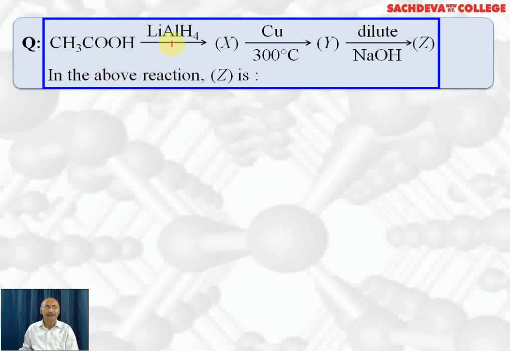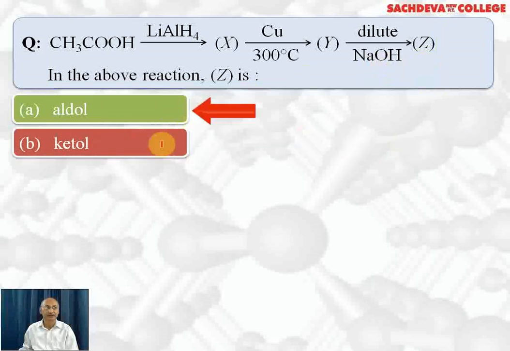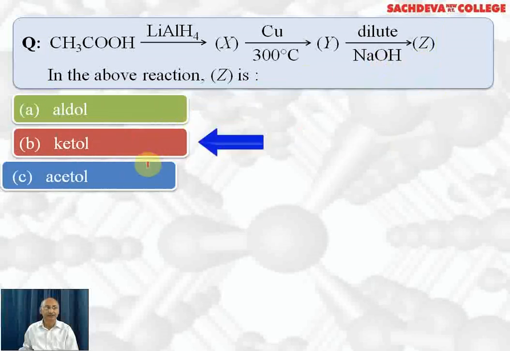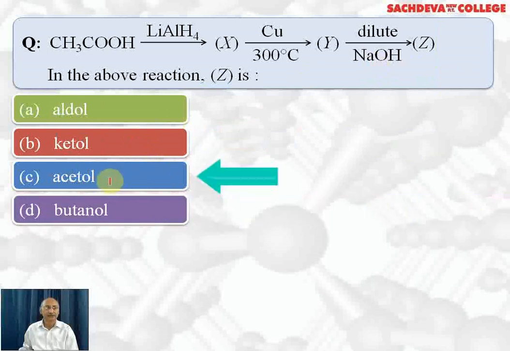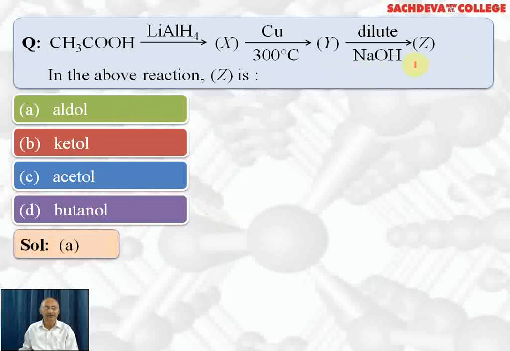Acetic acid reacts with lithium aluminum hydride to give ethyl alcohol, which reacts with copper at 573 Kelvin or 300 degrees centigrade to give acetaldehyde. Acetaldehyde in presence of dilute NaOH will give aldol, that is 3-hydroxybutanal. Correct answer is aldol. Ketol is not possible, that will be with ketone. Acetol is not possible, butanol is not possible, correct answer is aldol. And the last step is aldol condensation. Aldol means it has both aldehyde group and alcoholic group.